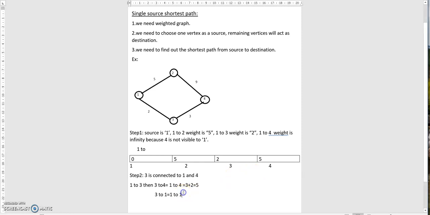Now 1 to 1, that means 3 to 1. 3 to 1 is 2 and 1 to 3 is 2. 2 plus 2 is equal to 4. But I have 1 to 1 as 0. So as 0 is less than 4, no need to update. Here, yes, I have updated, and here no updation. Okay, next go to step 3.